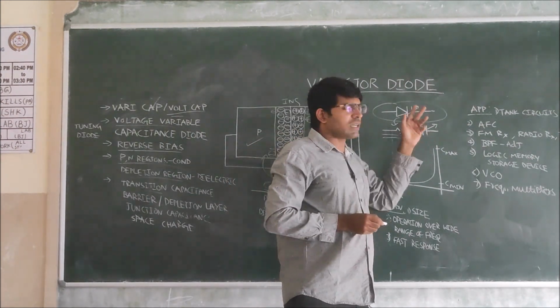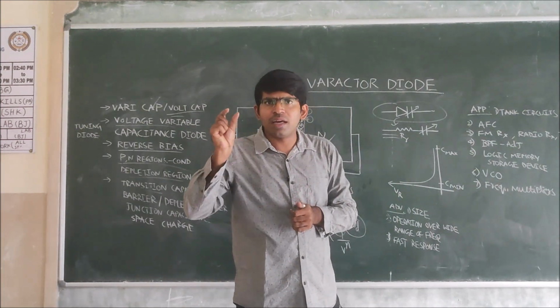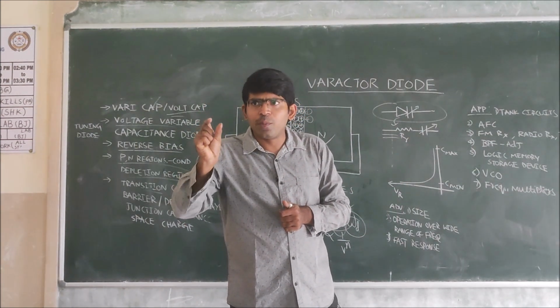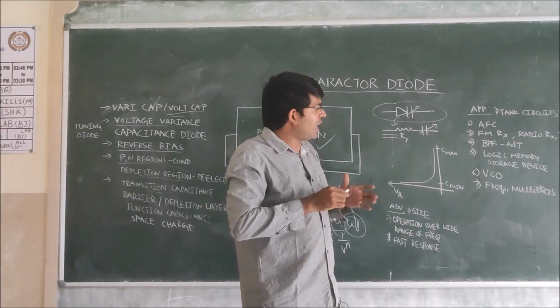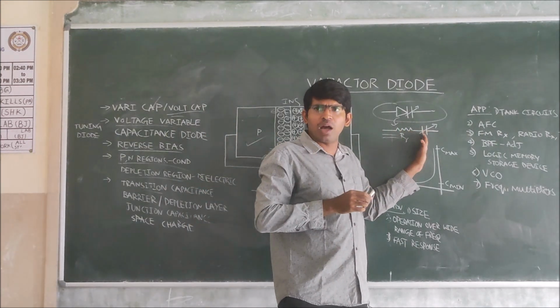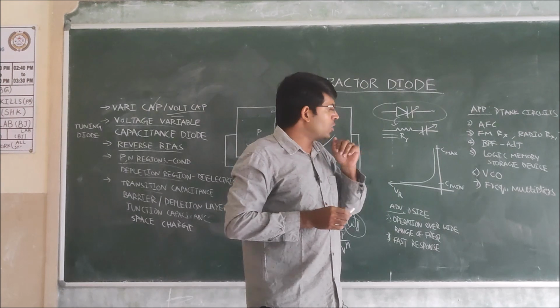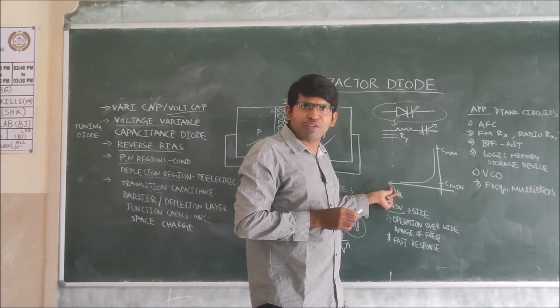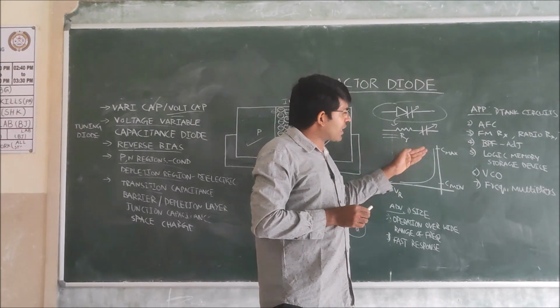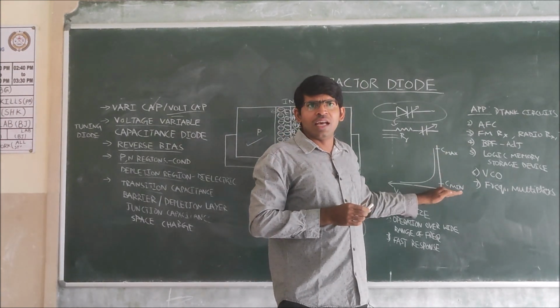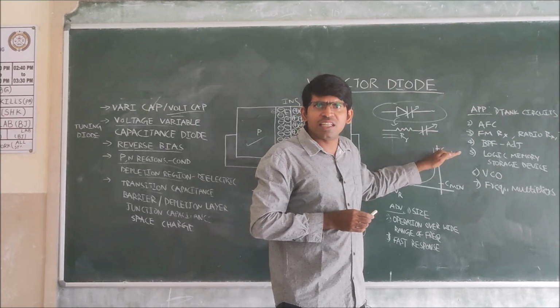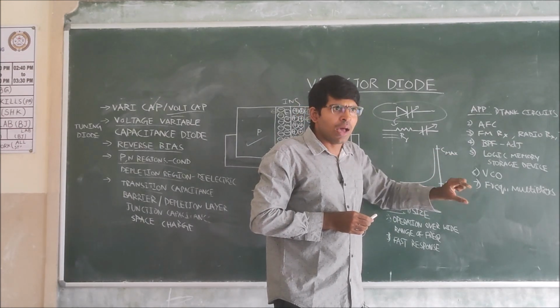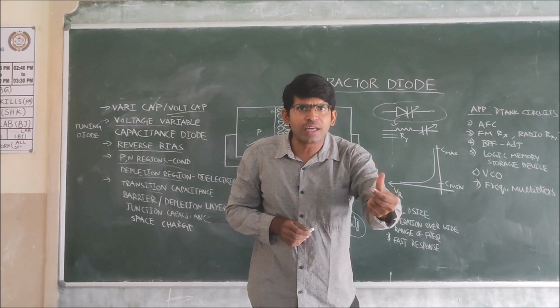And when the diode is connected in the reverse bias, here we are showing the variable capacitance. So this is the electrical equivalent circuit symbol of Varactor diode. Here you can see, with the increment of the reverse voltage, the capacitance is changing. The maximum capacitance and the minimum capacitance by changing the voltage.